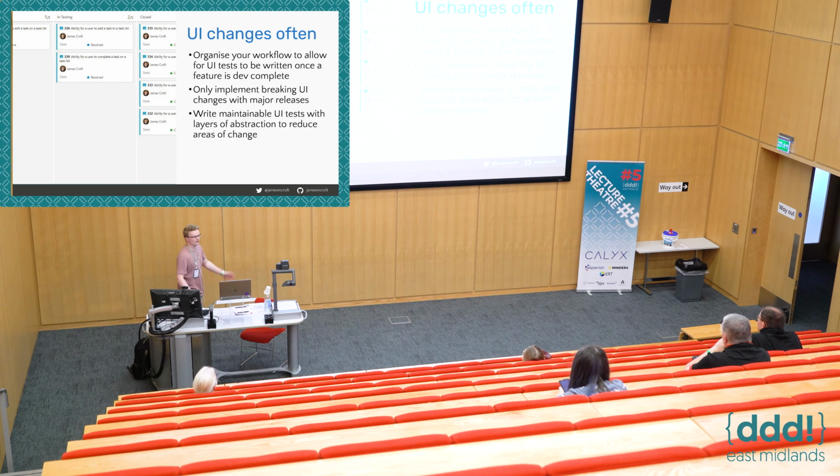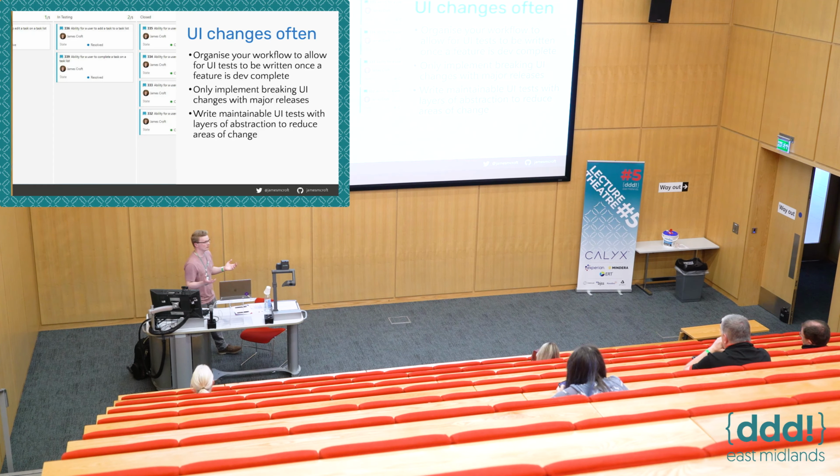So, UI tests changes too often. UI changes too often. Things that you can solve with this. Organize your workflow. In this example, when I was building this, well, it was just me building it, but as an example, you might have a team that are building your application. Incorporate a testing phase into your DevOps flow. And what this allows you to do is take your functional feature, your user story, dev it, and once that dev is complete, you pass it into the test team.